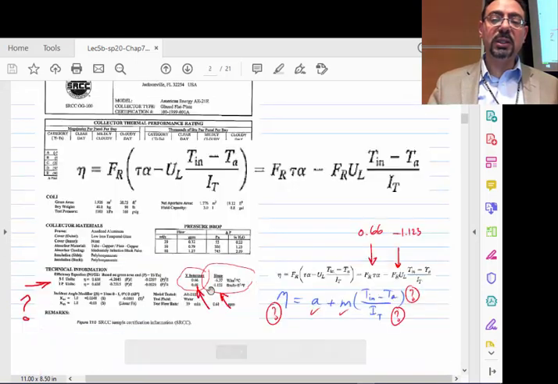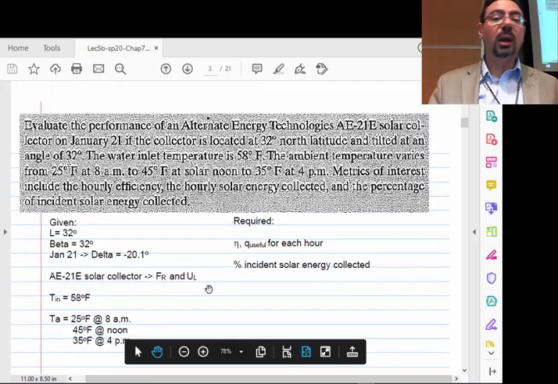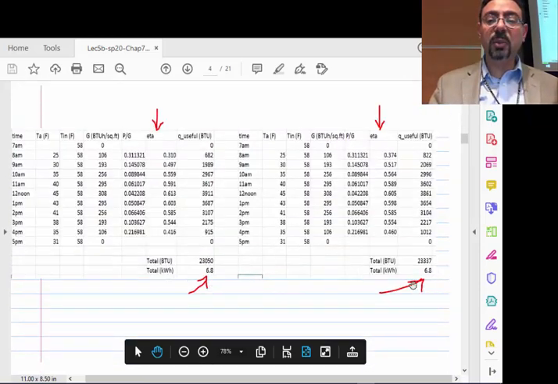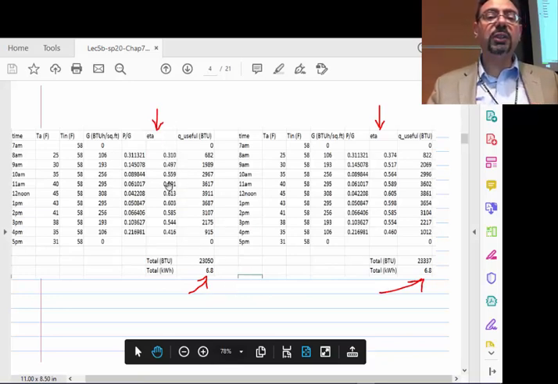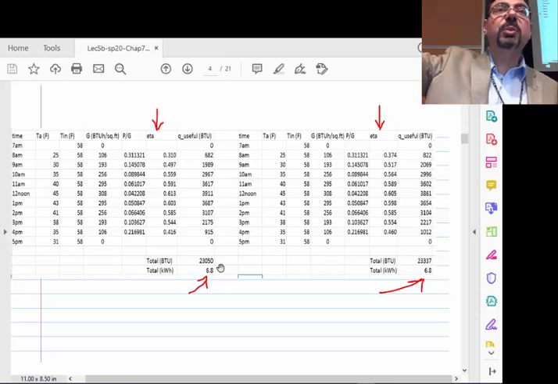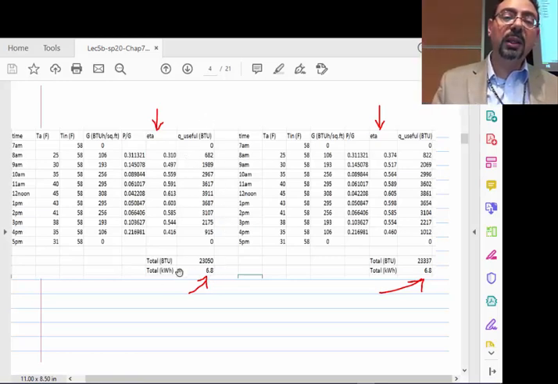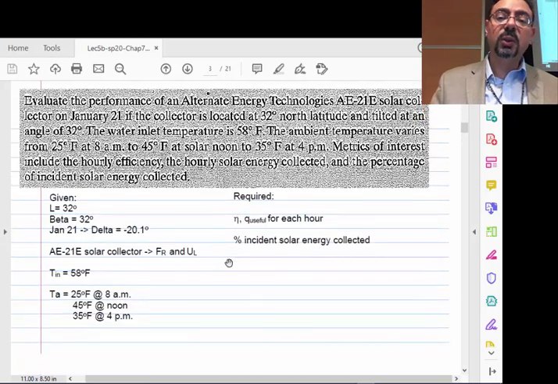I was doing it with the second order equation and the linear one, and we can see that both calculations end up almost the same. He wanted the efficiency every hour. We got that. He wanted the Q useful, and we get this by multiplying the efficiency times the incident radiation times the area. If you calculate all those Q useful and add them, that will be the total collected during the day. You get this much BTU in the first hour, this much in the second hour, this much in the third hour. If you add all of them, that will be the total BTU. That's what he said over here.